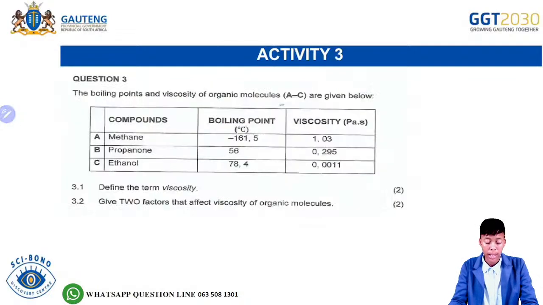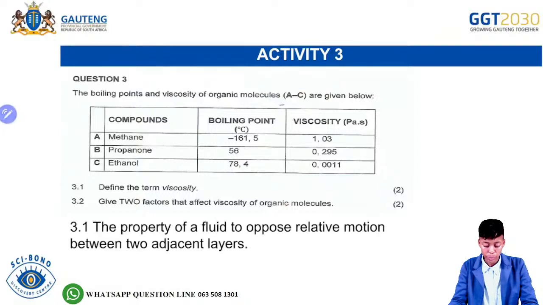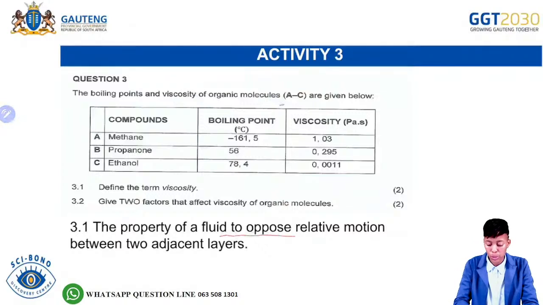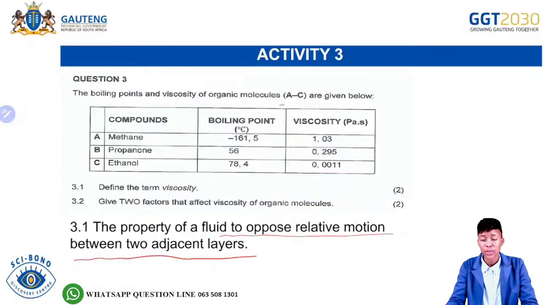Okay. Then question 3, it says the boiling points and viscosity of organic molecules are given below. So for 3.1, we need to define the term viscosity. It says here, the property of a fluid to oppose relative motion between two adjacent layers. Remember, for the definitions, you are going to give a full definition, because the mark allocation is 2 marks or nothing. You cannot get half a mark for the definition.